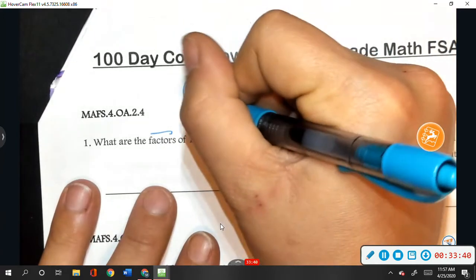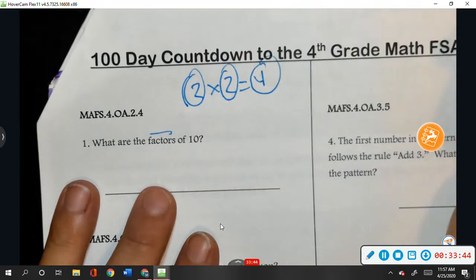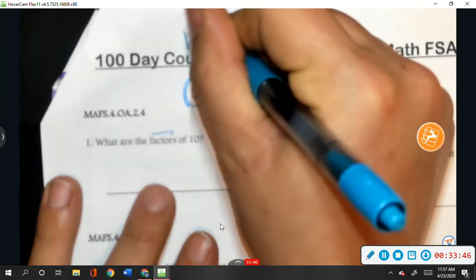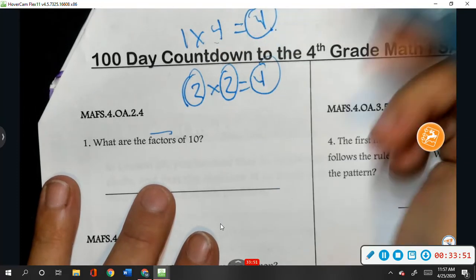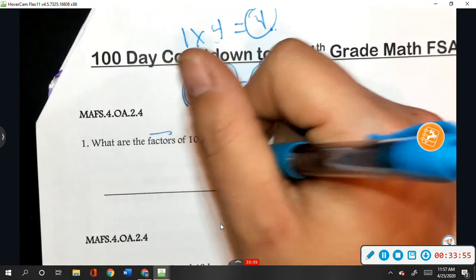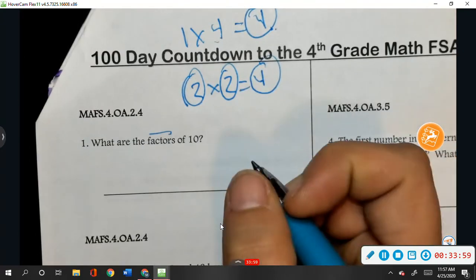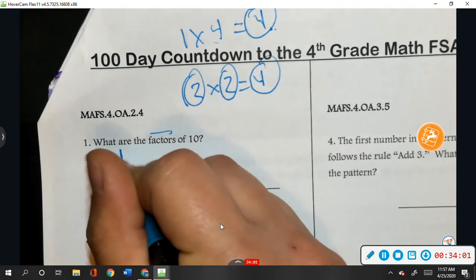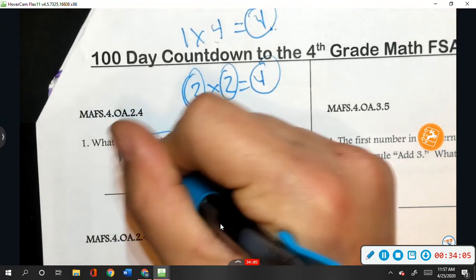So the factors of 4 are 2 times 2, 1 times 4. Whatever makes 4 is going to be a factor of 4. So what are the factors of 10? Well, we know that all numbers have a factor of 1 because 1 times the number is itself. So we have 1 times 10.